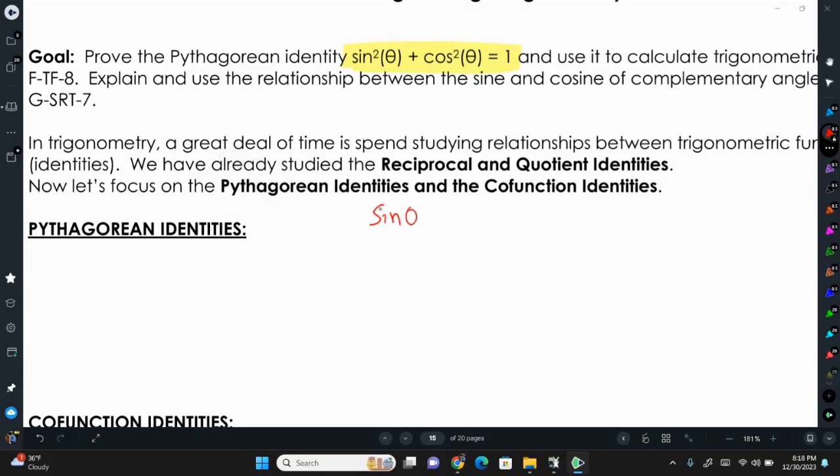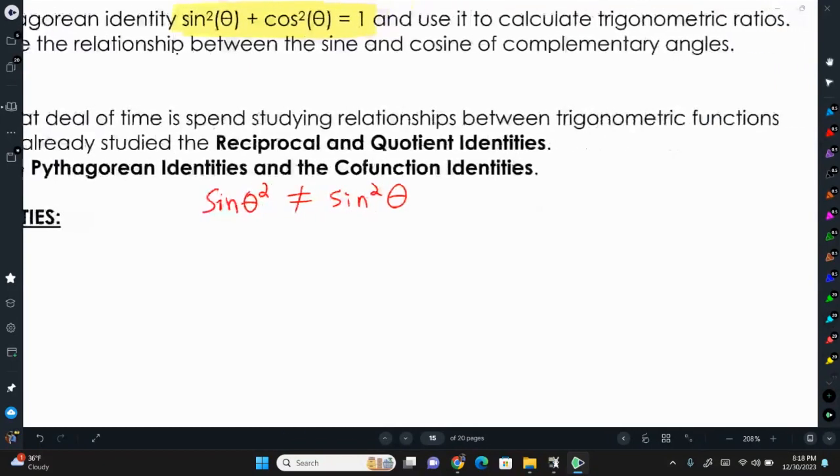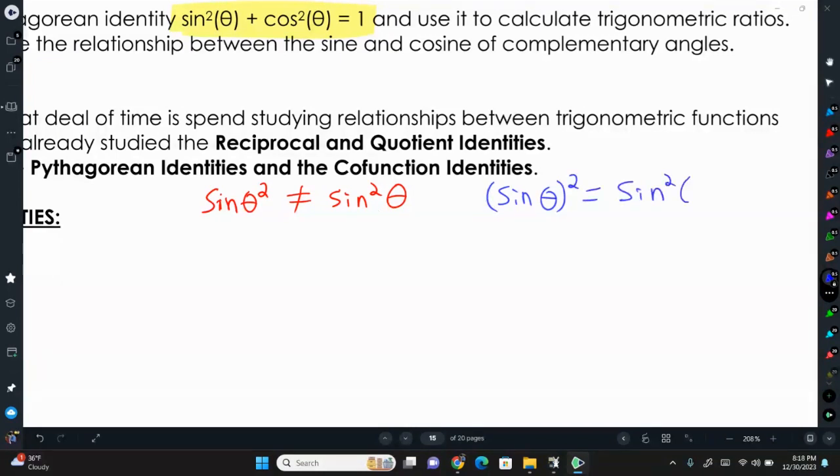If I have sine theta squared like that, that is not the same as sine squared theta. The first one, sine theta squared, is saying to take theta, our angle, square it, and then take the sine of it. Whereas the second one is saying take the sine of the angle, and then square that result. Another way of writing that is if you put sine theta in parentheses and square it, that is the same as sine squared theta.